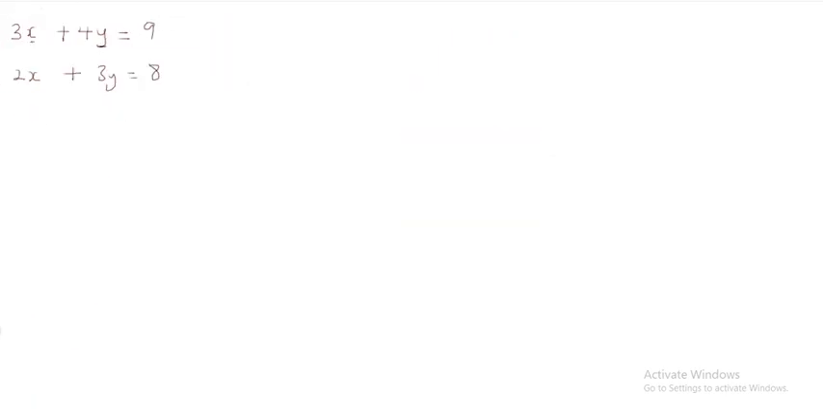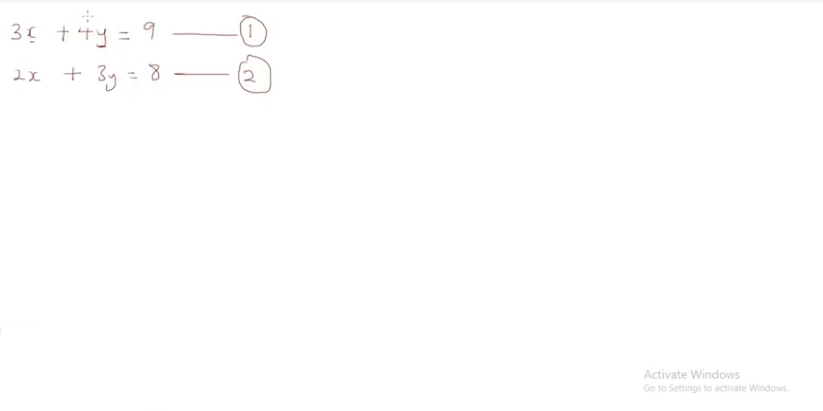Let's look at another example. Let's say we are asked to solve this equation on the screen using the elimination method. The first step would be to name the equations. This would be equation 1, this would be equation 2. The next step would be to pick a variable that we want to eliminate. So there are two variables here, your x variable and your y variable. In this case, let me go with my y variable.